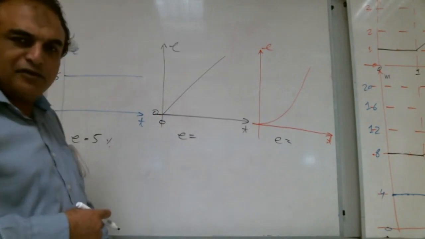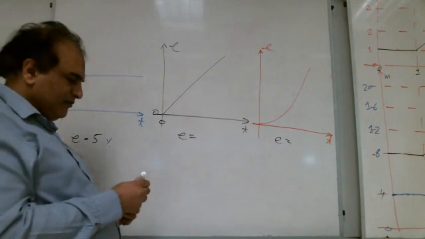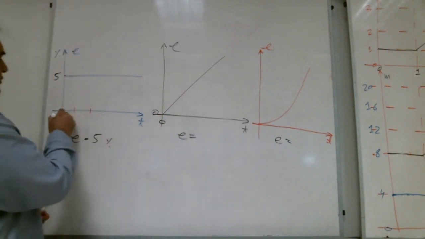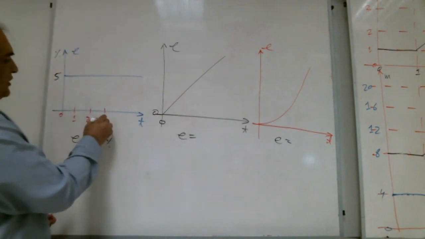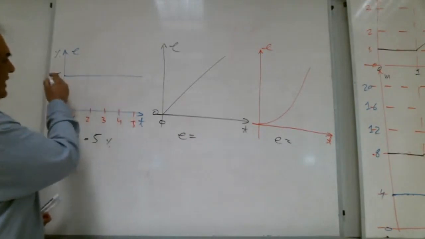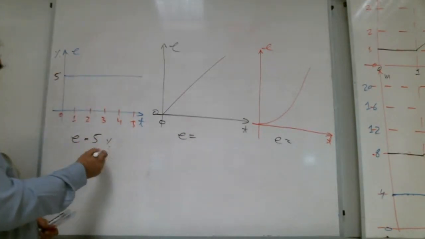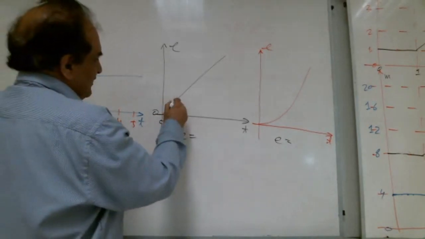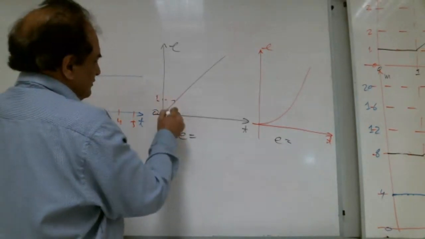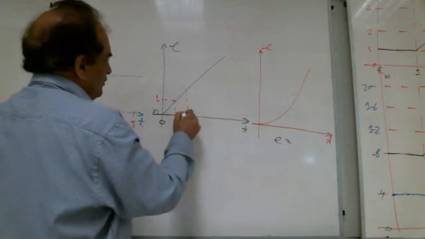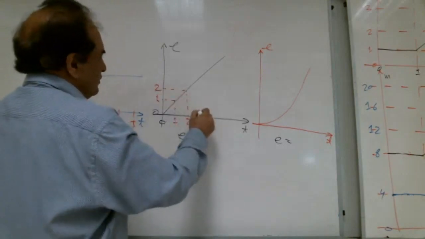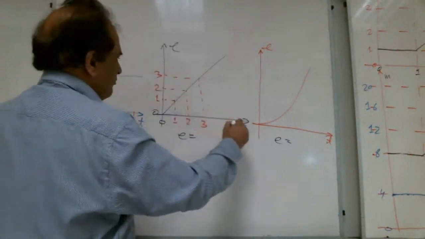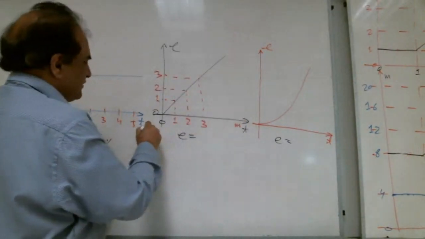Changing with time, that's good. If it is changing with time, what does it mean? This one is not changing with time: 0, 1, 2, 3, 4, 5. All the time it is constant, 5. So there is no t here. Here, for example, at 1 it is 1, at 2 it is 2, at 3 minutes it is 3 minutes.